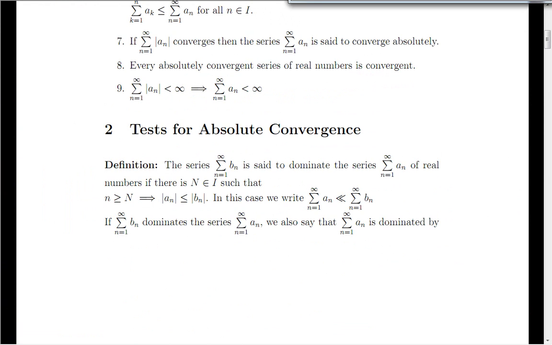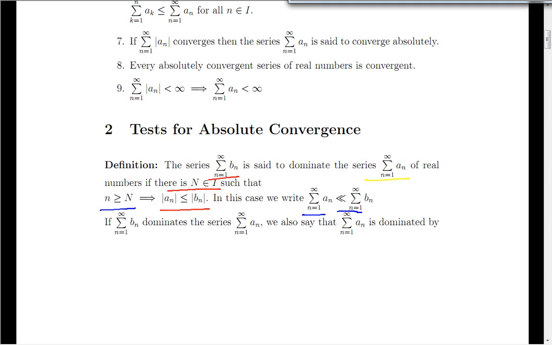The series an is said to be dominated by the series bn if there is a positive integer N such that mod an is less than or equal to mod bn whenever n is greater than or equal to N. In this case, we write this as a notation: an is dominated by bn. You read this as an is dominated by bn. We also say that bn dominates an.